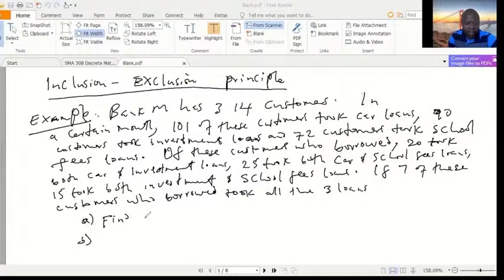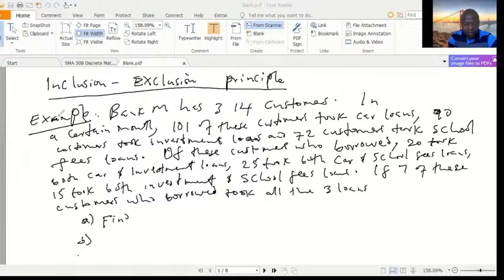B, how many customers never took any loan? So that is, find the number of customers who did not take any loan. You remember we had 314 customers. So the question is, how many of these 314 customers did not take any loan? So that is question B.